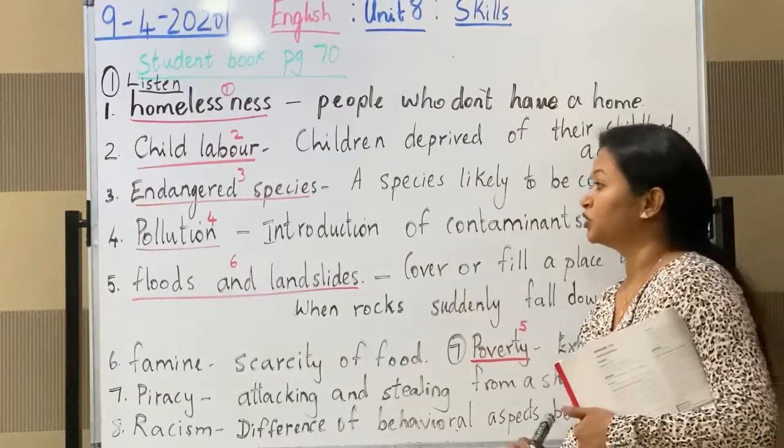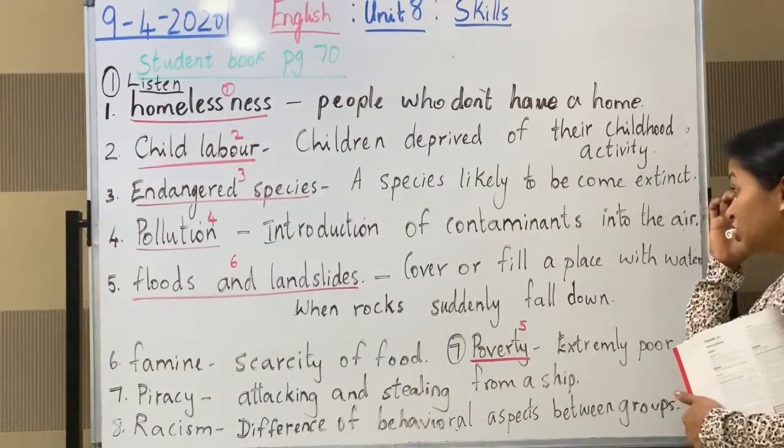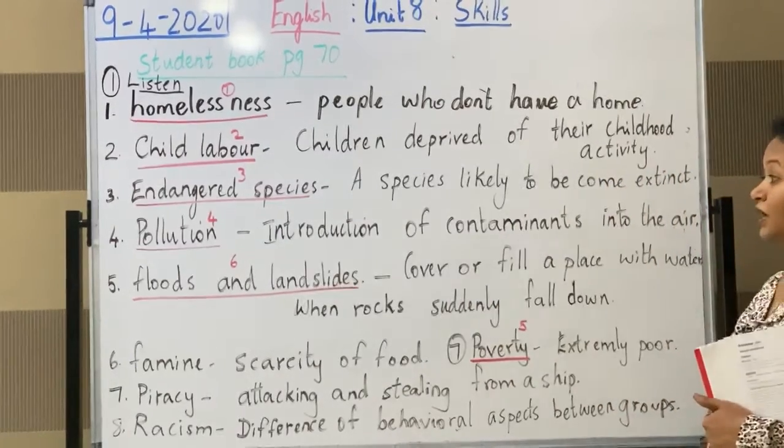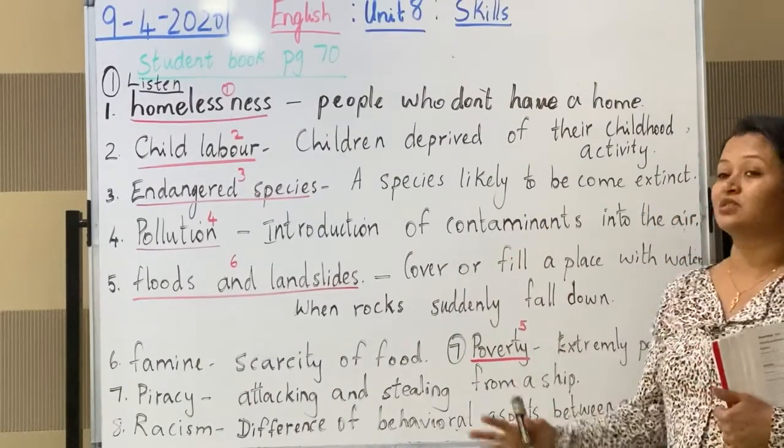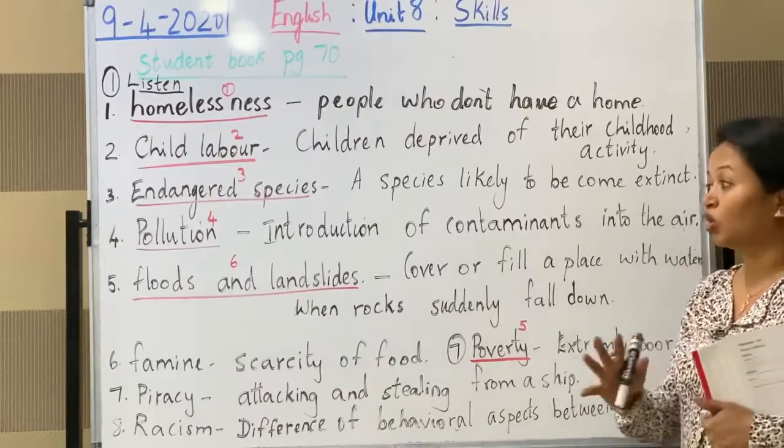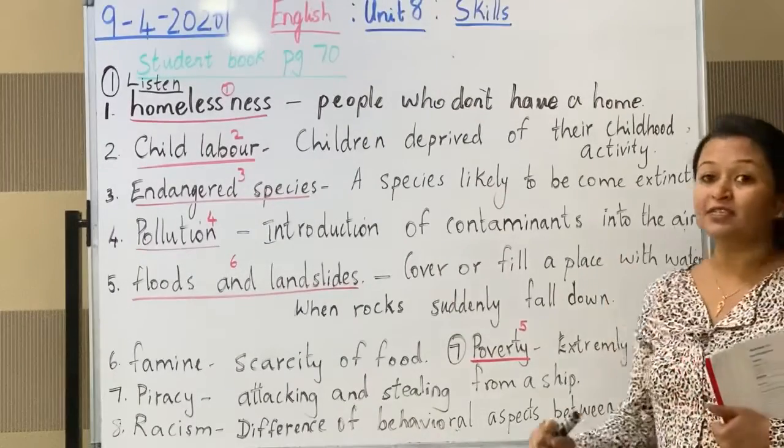Then the fourth one is pollution. As we all know, introduction of contaminants into the air. It can be into the air, into the water, anything which is dirty and makes the air impure or the water impure is called as pollution.